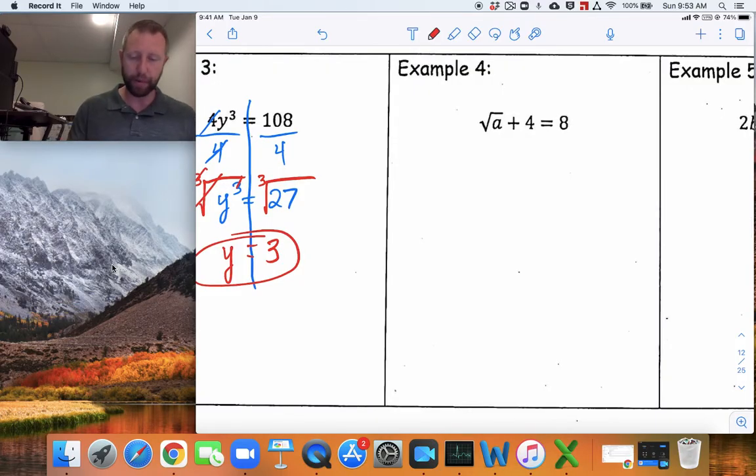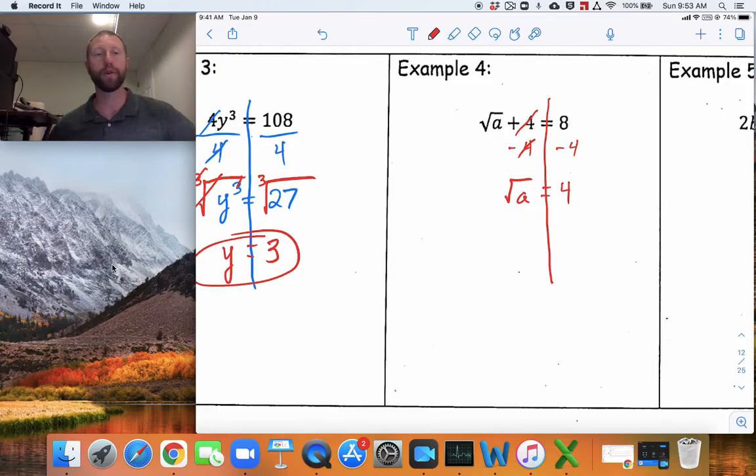All right, for example number 4, it's just another 2-step equation again. I'm going to go ahead and subtract 4 from both sides. Get that variable by itself. I have the square root of a is equal to 4.